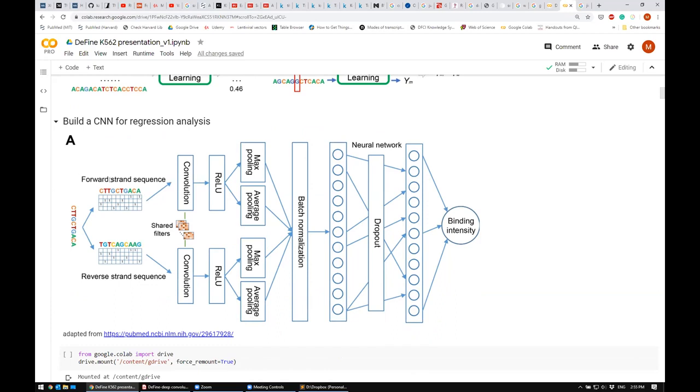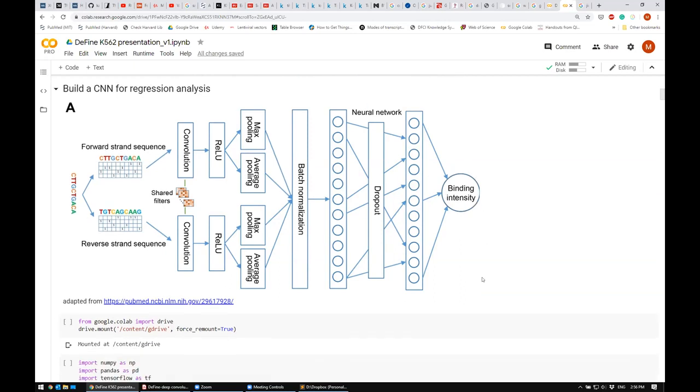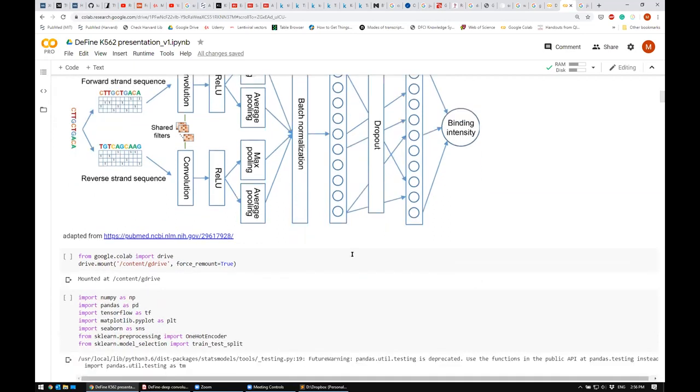Because both sequences come from a single data point, they feed into the same convolution layers with shared filters. Then after ReLU activation, some max or average pooling, and batch normalization, they feed into a fully connected neural network. Basically it's a regression problem, so we use this to predict the binding intensity. That's a very high-level view of exactly what's there.